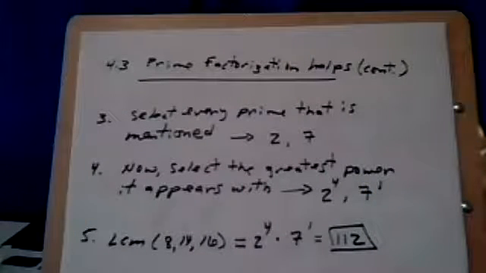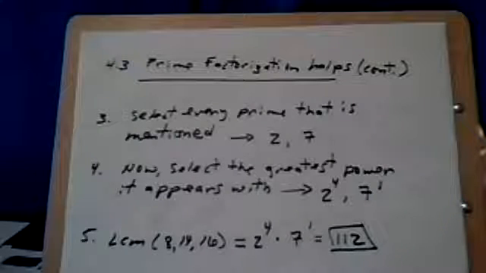Now select the greatest power it appears with. The biggest power the 2 has is a 4, so you take the biggest power, 4. The 7, the biggest power is 1, so you take the 1. Now multiply those two. That gives you 112, which is the least common multiple for 8, 14, and 16.